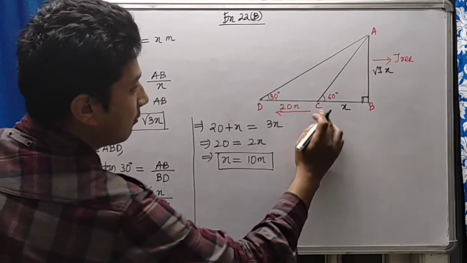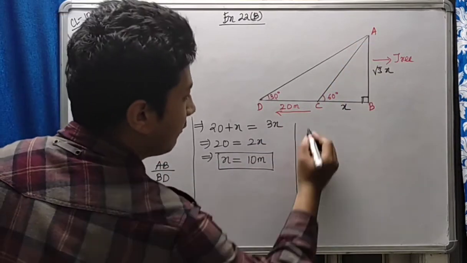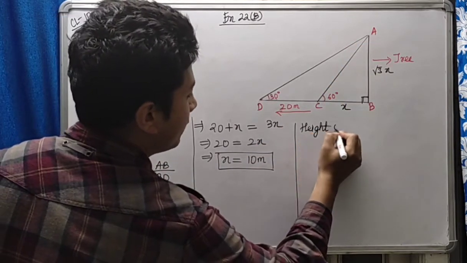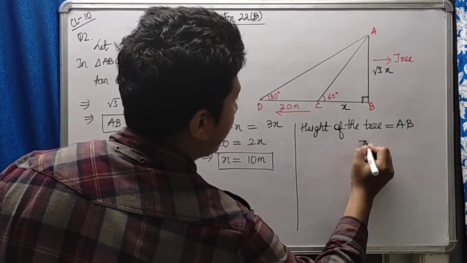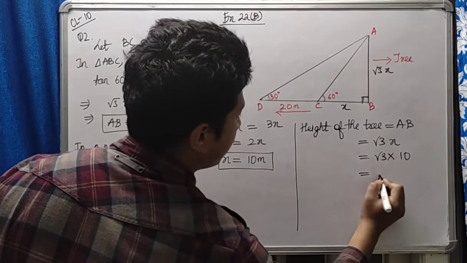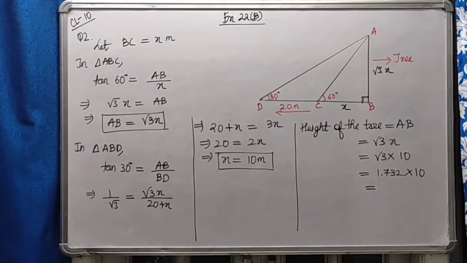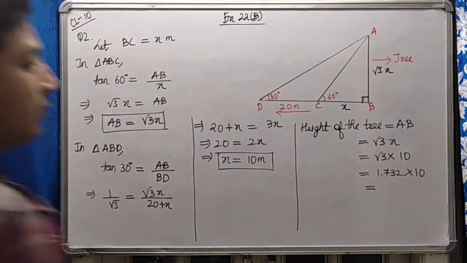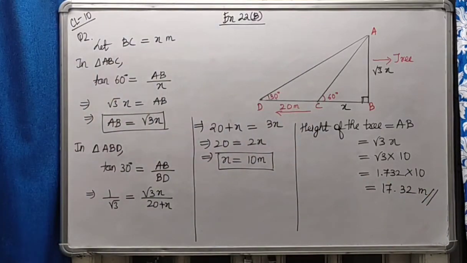So therefore this length is 10 meter. If this length is 10 meter, can I find the height of the tree? Obviously. Therefore the height of the tree, which is AB, is given by root 3x. And what is the value of x? x is 10. So 1.732 into 10 will be how much? Please calculate. 1.732 into 10 has to be 17.32. Okay, so 17.32 meter is the height of the tree. So please pause the video and note it down properly, boys.